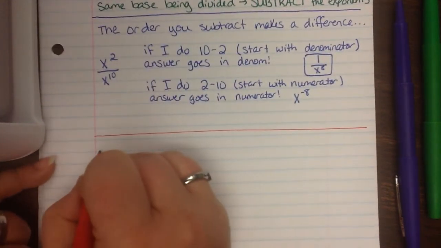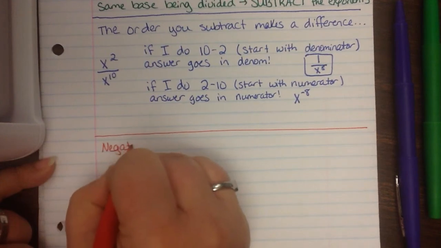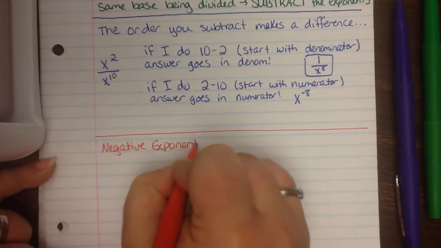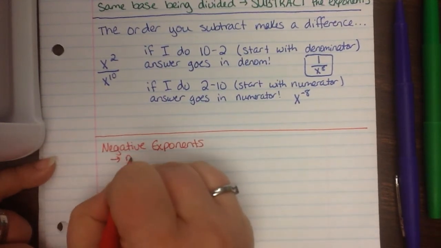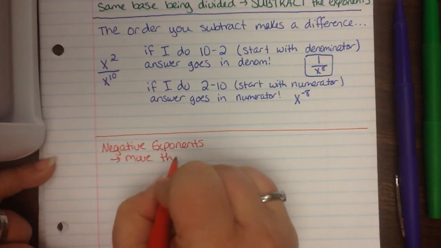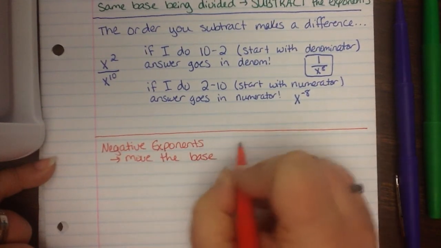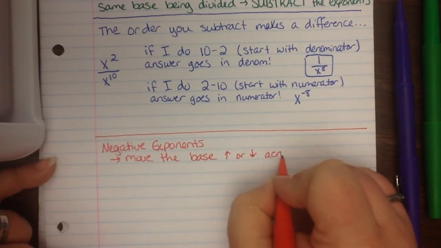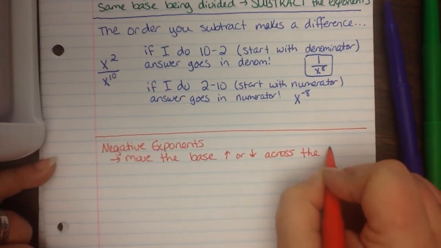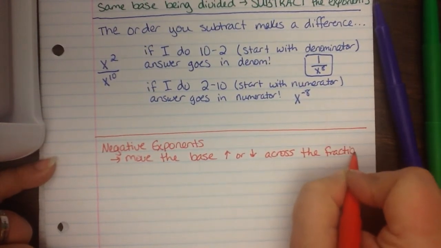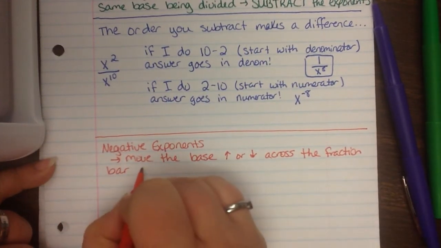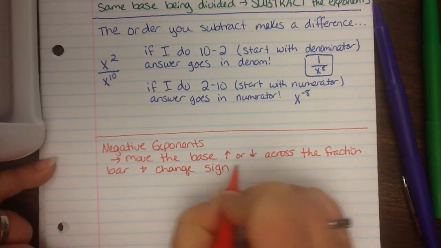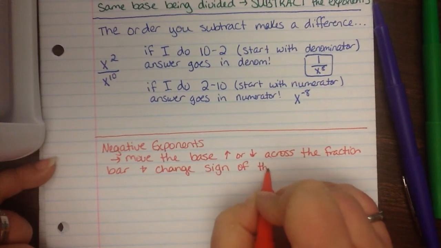So negative exponents. Negative exponents are not allowed in any final answer, so anytime you have negative exponents, you have to take care of them. And how you take care of them is you move the base up or down across the fraction bar, and you change the sign of the power.